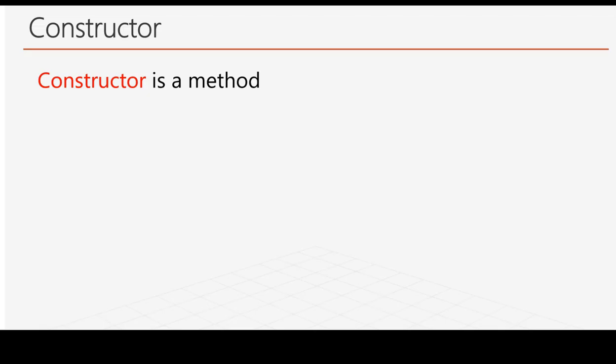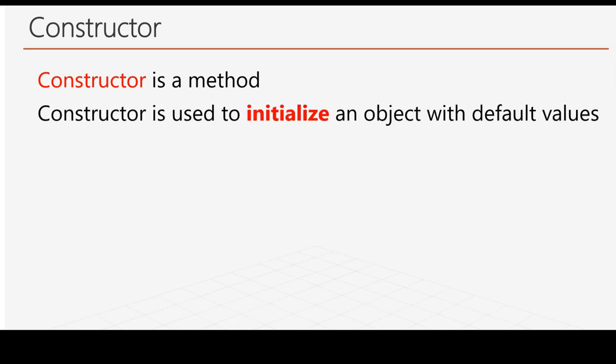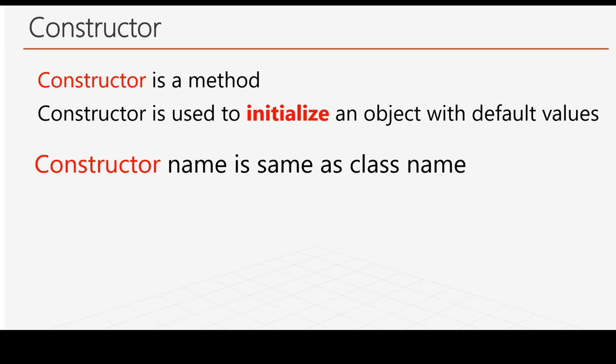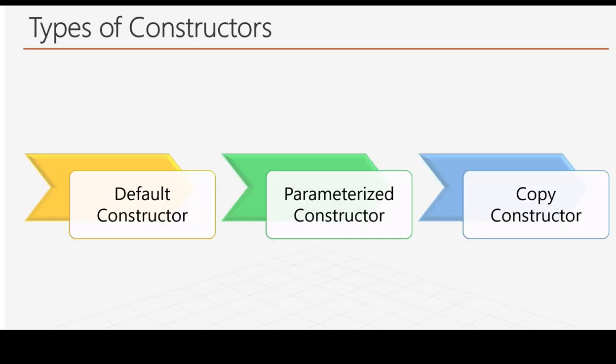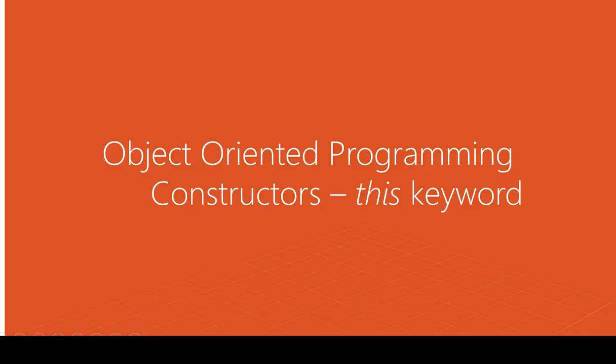So this is the advantage of constructors. Let's summarize it a bit. A constructor is a method used to initialize an object with default values. Whenever a constructor is called, it is used to initialize an object. The important word is initialize. The constructor's name is the same as the class name, and a constructor method does not have a return type. These are the properties of a constructor. Three types of constructors are there: default constructor, parameterized constructor, and copy constructor. And all these three constructors we saw in action now in our program.